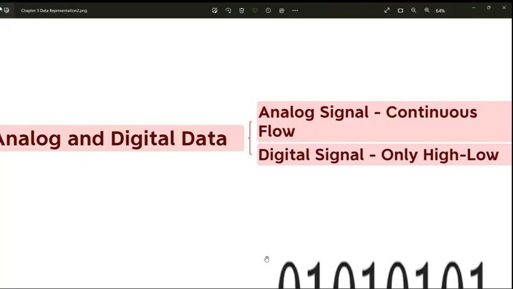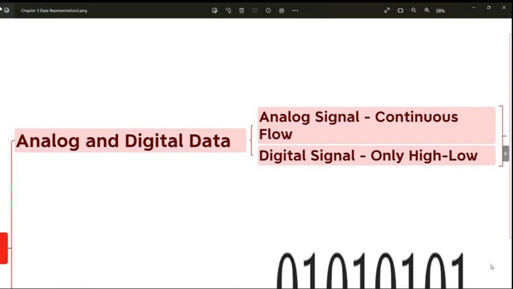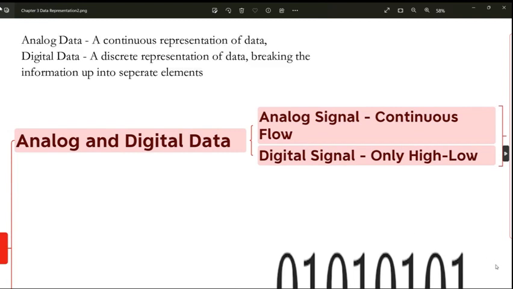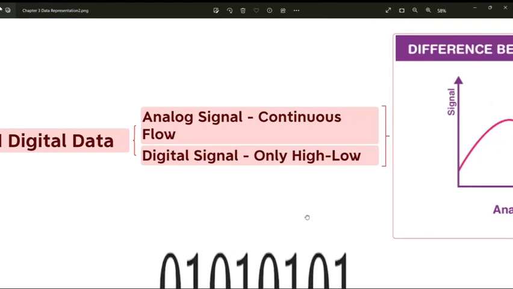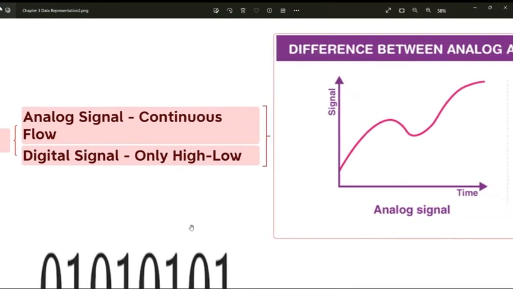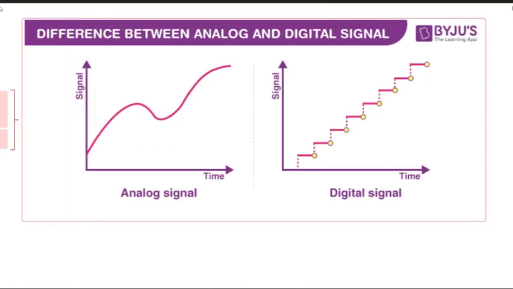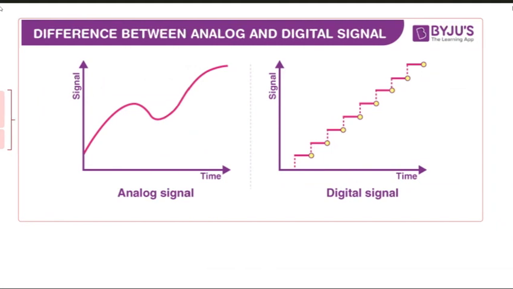In analog and digital data, we have analog signal and digital signal. Analog signal is a continuous representation. And the second, digital data, is a discrete representation, which is breaking the information up into separate elements. And here are the differences between analog and digital signal. Analog signal is a continuous flow, and digital signal only has high and low.